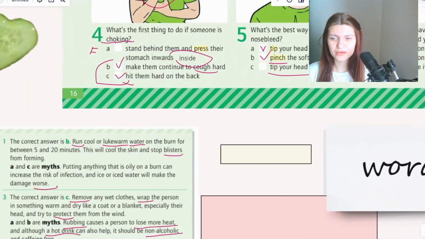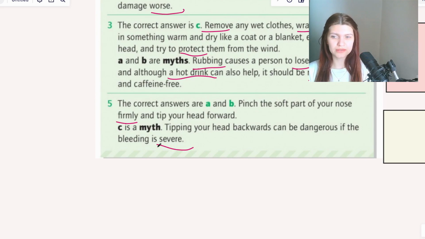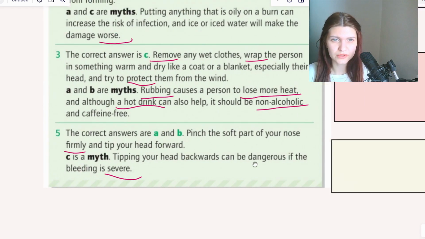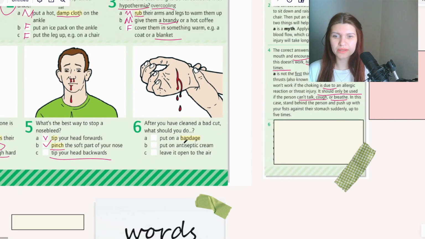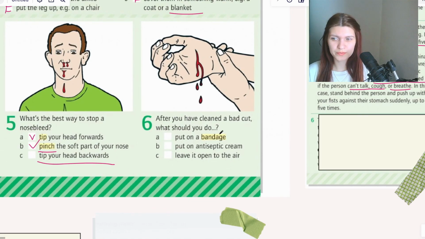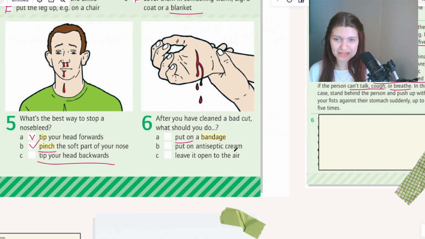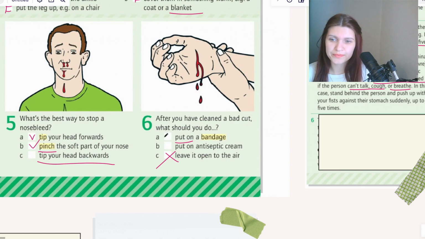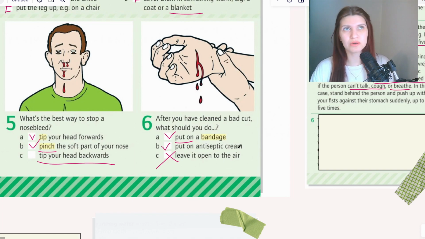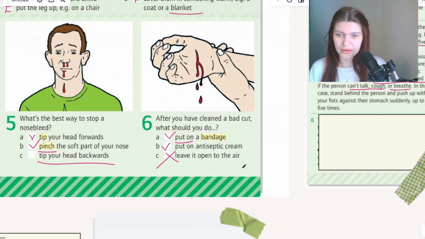Go next. Or what is it else? It's when there is a lot of blood in your nose. Go next. After you have cleaned a bad cut, what should you do? Put on a bandage. Put on means put on, not take off. Yeah, it's an antonym for take off. Put on a bandage. Put on antiseptic cream. Leave it open to the air. I think it isn't correct, and we should put on a bandage and put on antiseptic cream. I think antiseptic cream means зеленка or йод in Russian. And we can use them, and then we should put on a bandage. This is the first, this is the second.